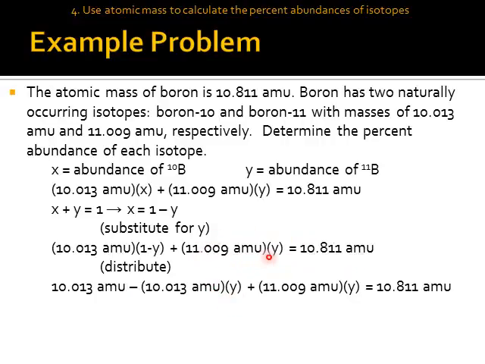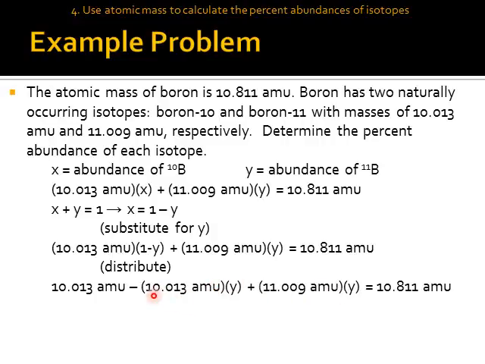So I have plus 11.009 AMUs times Y, then equals 10.811 AMUs. At this point, I want to combine my like terms. Notice I have two terms in my equation that contain Y, so I can combine them. I can just add them together algebraically.